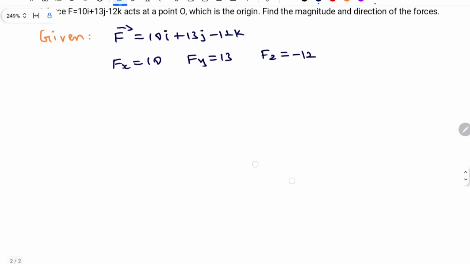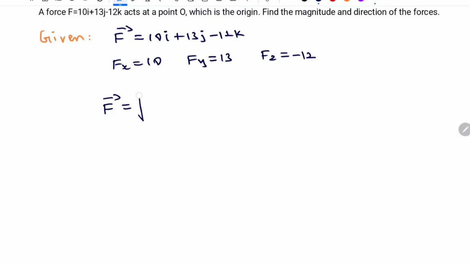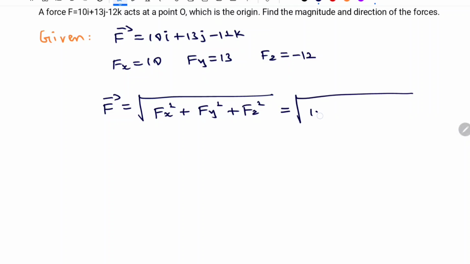Now let us solve the problem. We know that the equation for the magnitude of the vector is root of Fx square plus Fy square plus Fz square. This is the general equation to find the magnitude of any vector. So that is equal to root of 10 square plus 13 square plus minus 12 the whole square, that is equal to 20.32 units. Because the unit of the force is not given, I am considering it as a unit.